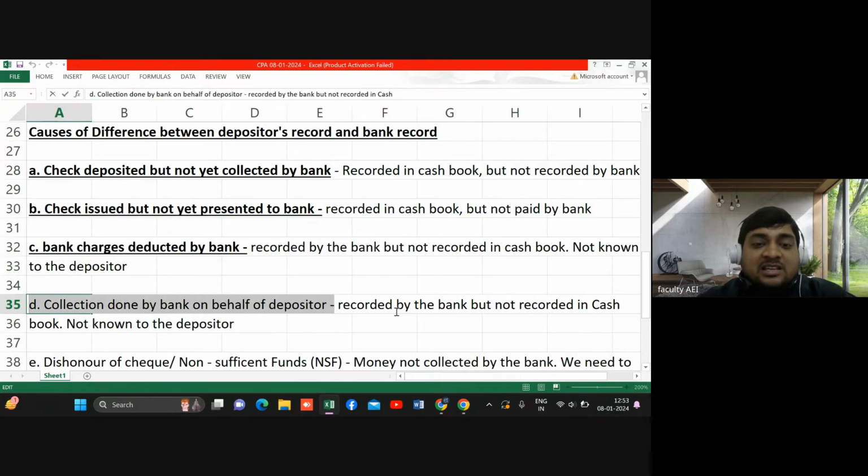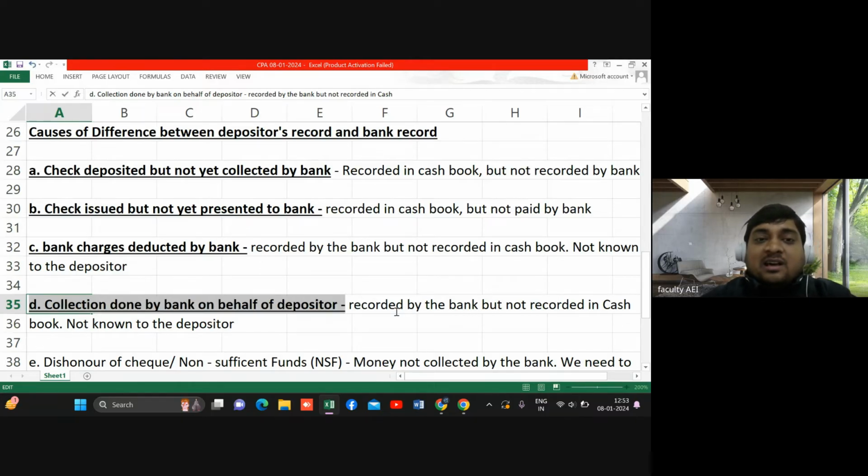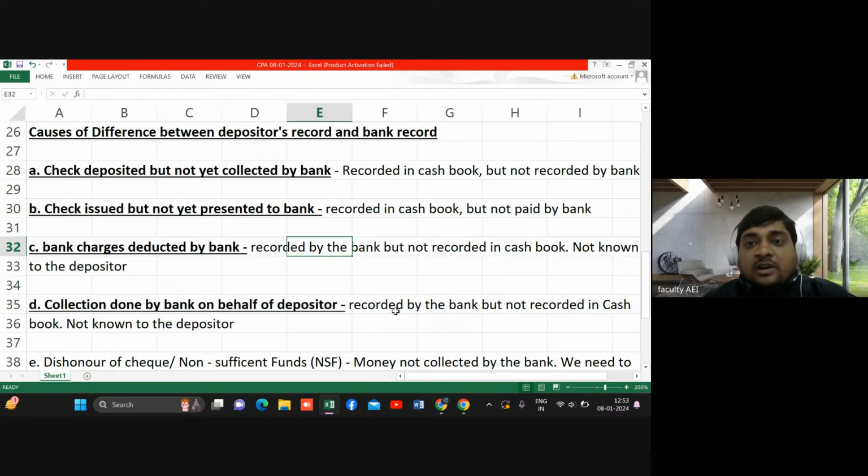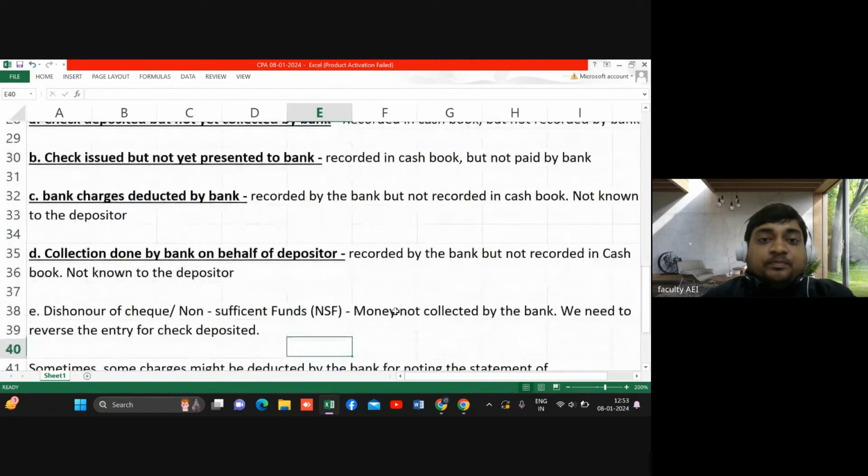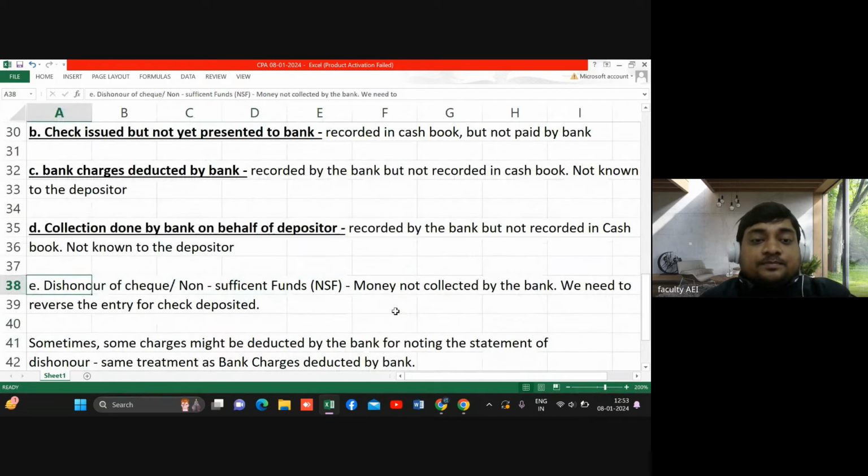Then there are some charges deducted by the bank, which we will come to know only when we update our statement. So this is recorded by the bank but not recorded in the cash book. So this is again not known to the depositor. I don't know it, right? How much charge the bank will deduct. So there are some collections which are done on my behalf by the bank. Again, this is first recorded in the bank statement, and I'll come to know only when I update the statement, right?